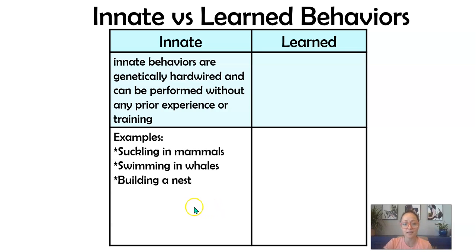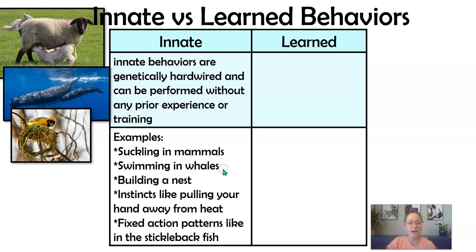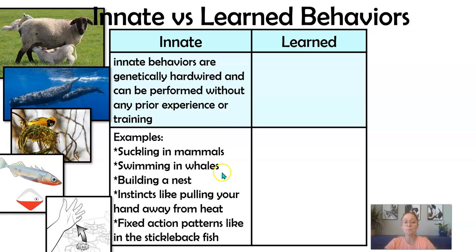Swimming in whales is an innate behavior, or building a nest in birds. These are all essential to survival, and they didn't have to be taught. Or instincts like pulling your hand away from a fire. We shouldn't have to learn how to do that. That's an instinct that was selected for by natural selection, right?